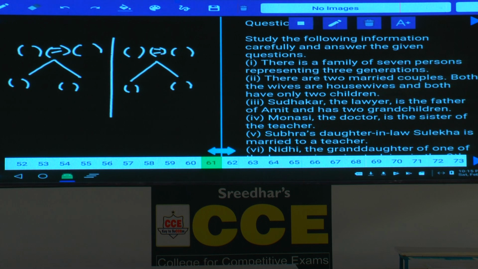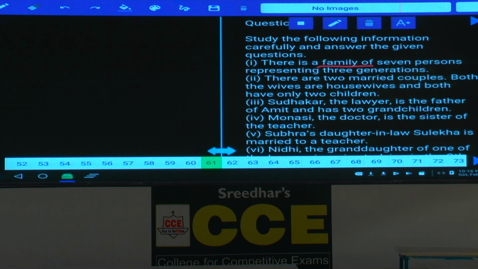But according to the information, we should have only 7 persons, which implies that these 2 cannot be separated. That means there is a person which is common between these. So common between what? Common between the couple and the child. That means one of the child of the first parents must be married. Then only we will get 7 persons. Now that is how the relation will be like this.